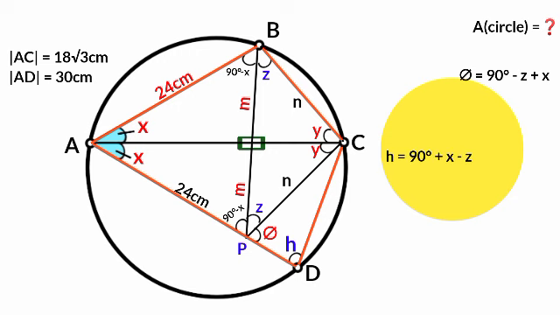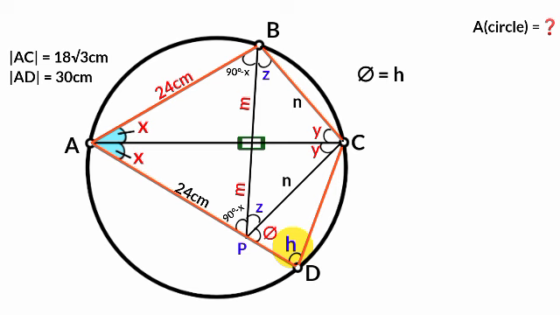180 minus 90 is 90. So H equal to 90 degrees plus x minus z, which is also 90 degrees minus z plus x. We have here that theta also equal to 90 degrees minus z plus x. This tells us that theta equal to H. So this angle H can be replaced with theta.